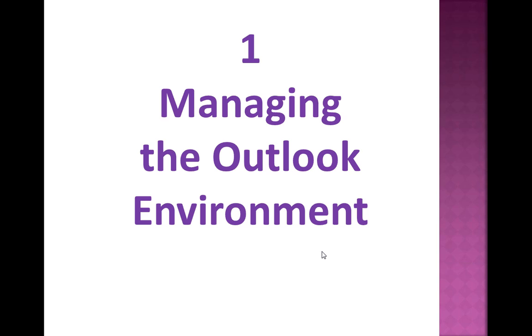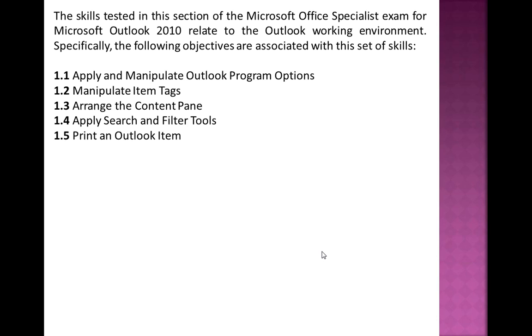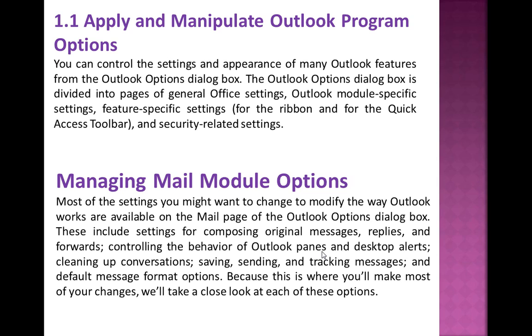Now let's start with chapter number 1, that is managing the Outlook environment. Means how to manage the Outlook environment, what are the contents for Outlook, what is the interface for Outlook. So this is how to manage the Outlook environment. This chapter includes 5 parts. 1.1 is apply and manipulate Outlook program options. Then 1.2 is manipulate item tags. 1.3 is arrange the content pane. Then apply search and filter tool. Then print an Outlook item.